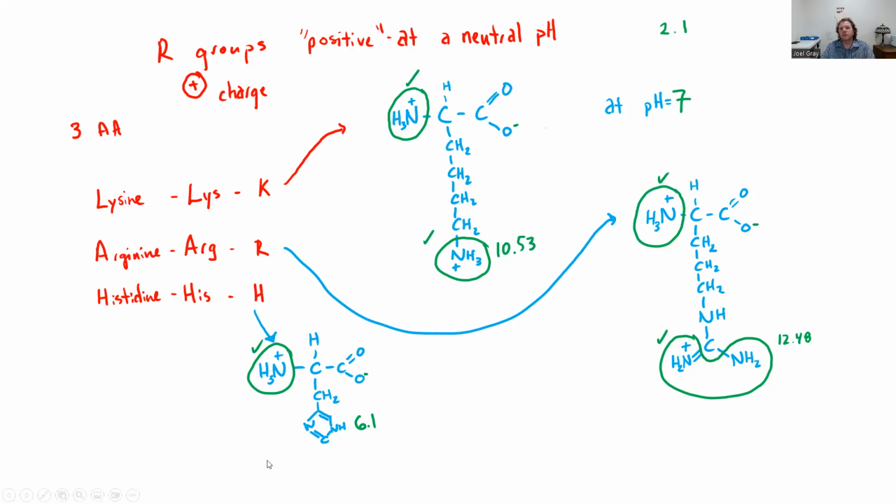At any rate, I hope this was helpful, and I hope this cleared up any confusion that you may have about your positively charged amino acids.